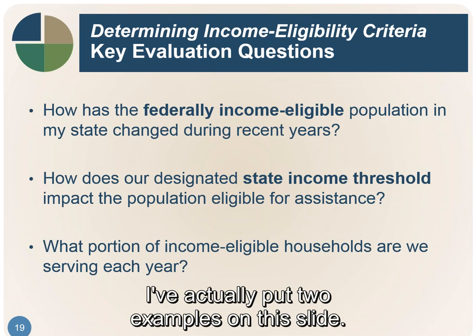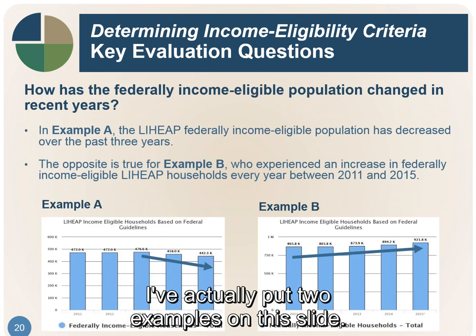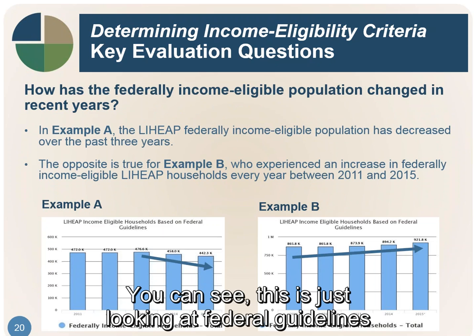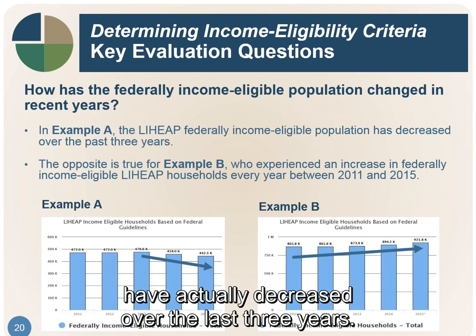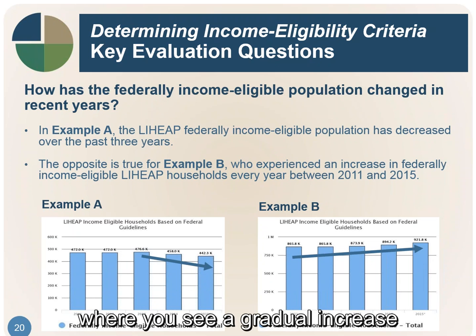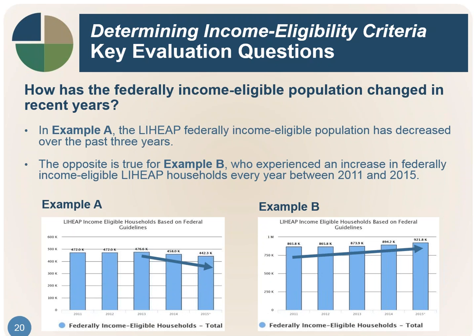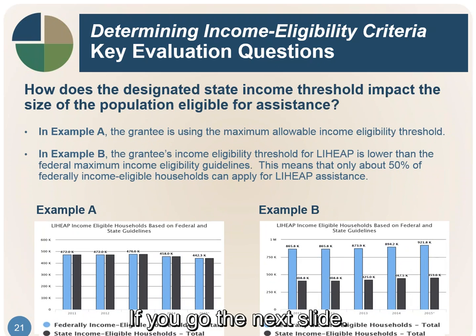I've actually put two examples on these slides. You can see this is just looking at federal guidelines, the number of eligible households. In example A, you see that income eligible households have actually decreased over the last 3 years, versus example B, where you've seen a gradual increase between 2011 and 2015.